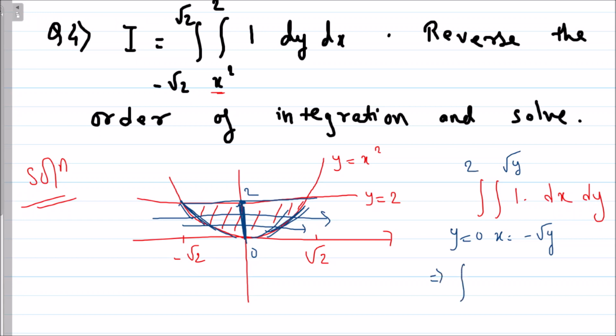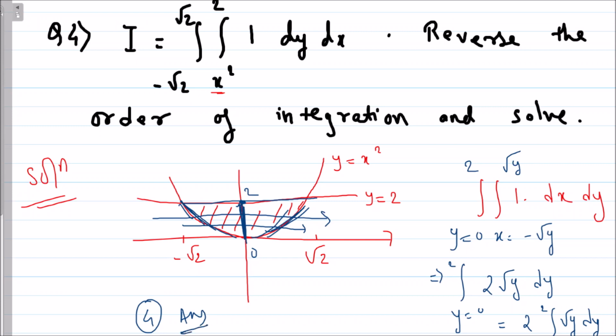And now I think this is not difficult to solve. 2 root y dy, and you can solve this, 2 times integration 0 to 2 of root y dy. Easily solved. So that's the fourth homework for you. Tell me what is the answer when you solve this problem.